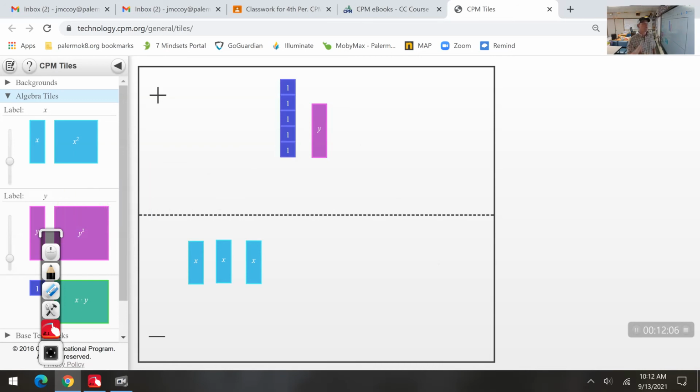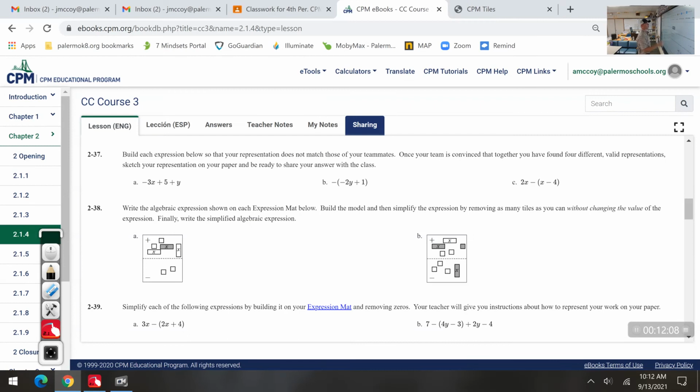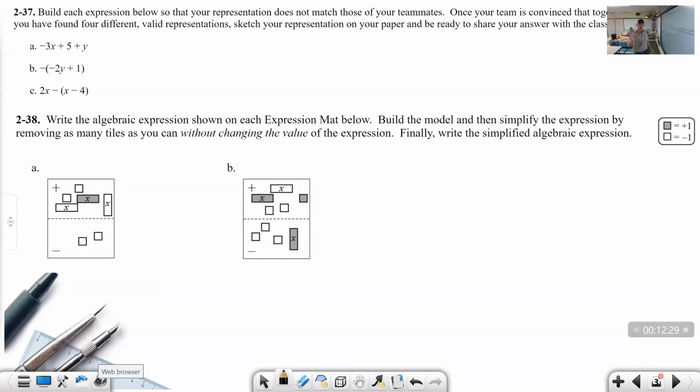But while you're at home, all I want you to do for 37 is to build exactly what you see. Build this one, draw it. Build this one, draw it. Build this one, draw it. That's all I need, okay? Pause to complete that problem if necessary.